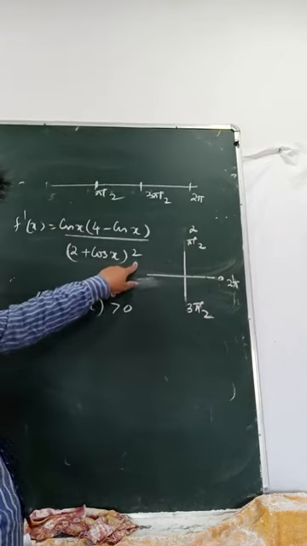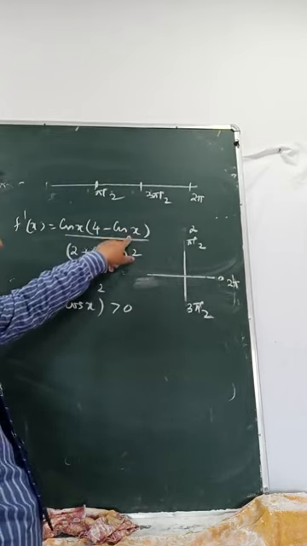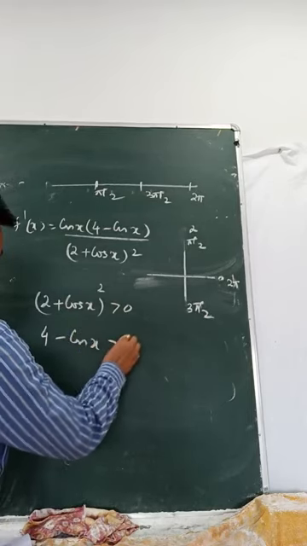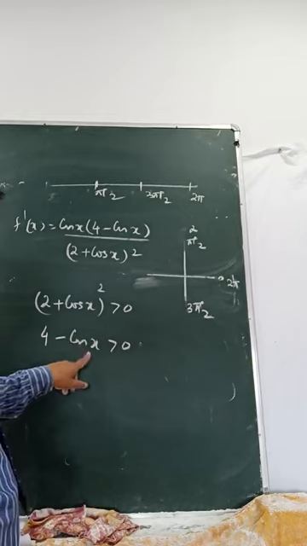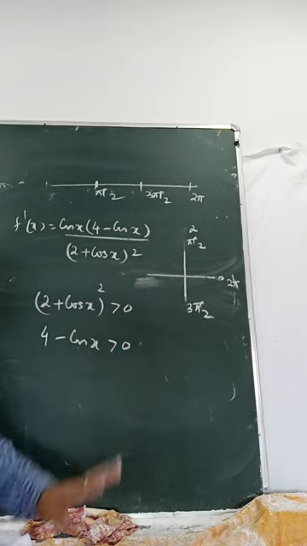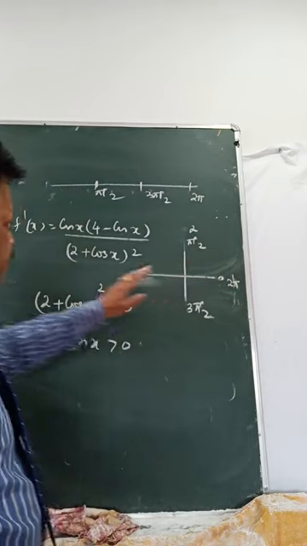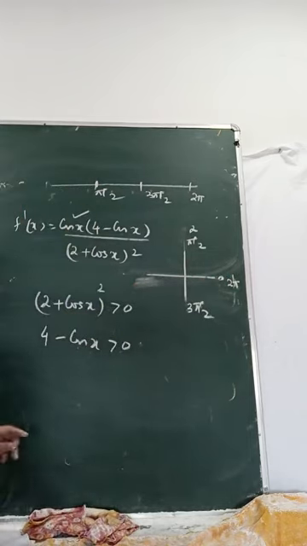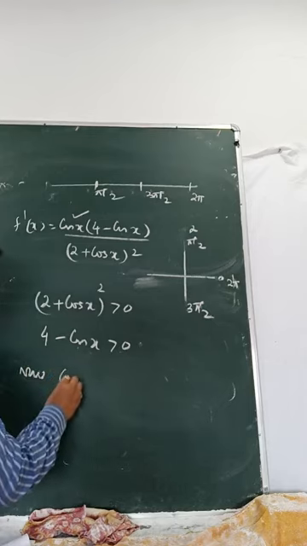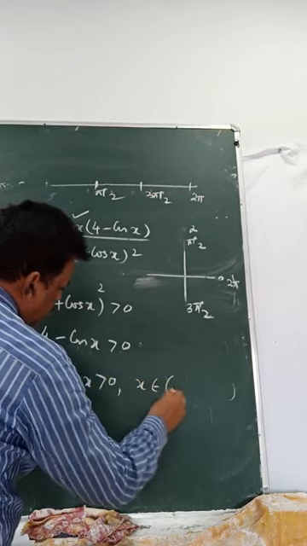Square of any number. Because cos x's maximum value is 1, 4 minus cos x is also greater than 0, because cos x cannot be more than 1. So 4 minus 1 is 3, even then greater than 0. So whether it is increasing or decreasing will be decided by cos x. So now, cos x is greater than 0 when x belongs to 0 to pi by 2.